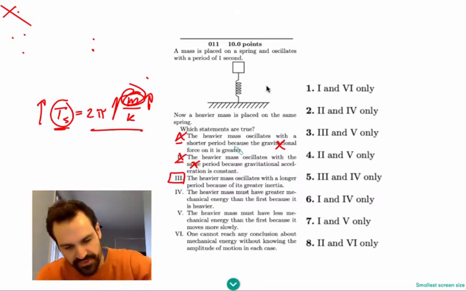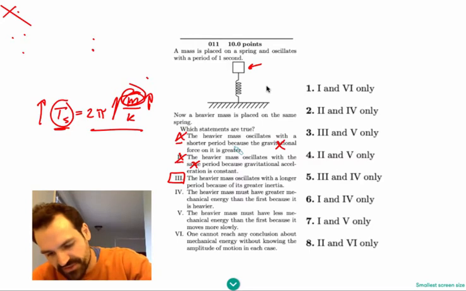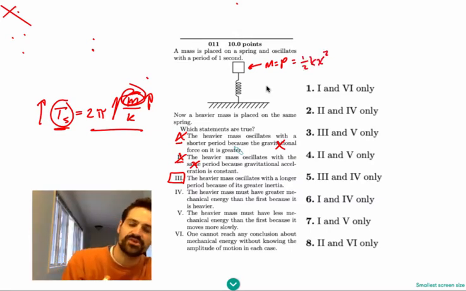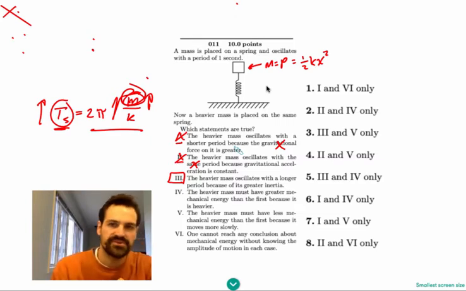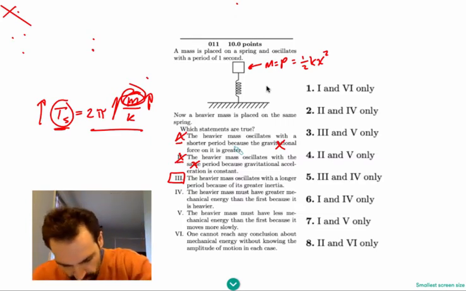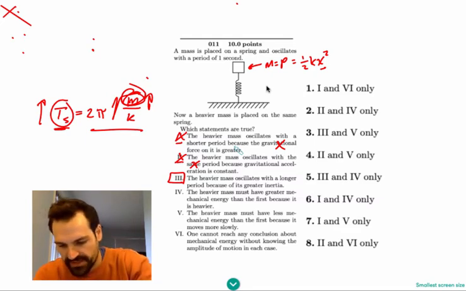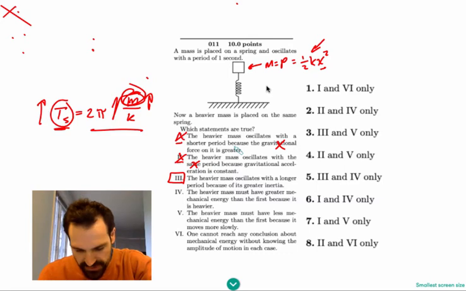Well, if we look at position C, when it's stretched out most, its full mechanical energy is equal to potential energy, which is equal to 1/2 kx squared. There's also gravitational potential energy because it's vertical, but the same principle still applies. So the heavier mass must have greater mechanical energy than the first because it is heavier. And mass doesn't play into that. So that's not true. So we can rule out 4.